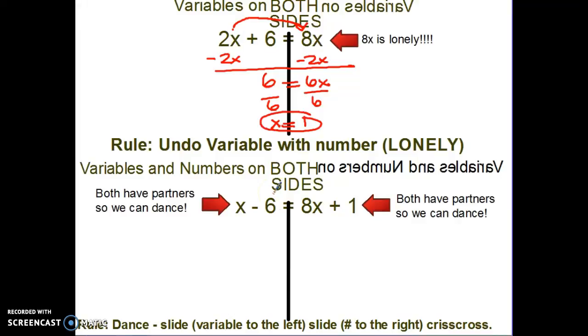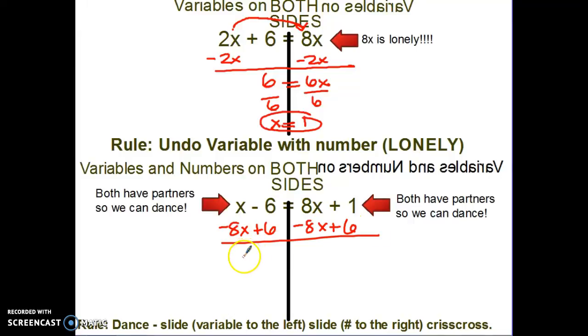How do we dance, people? Well, here we go. Slide to the left, slide to the right. Crisscross, crisscross. Okay, so that was your cue. So what do we slide to the left? We slide the variable by subtracting 8x from both sides. Oh, I pray y'all get this. What do we slide to the right? The number. How do we slide it to the right? By adding. Always do the opposite.